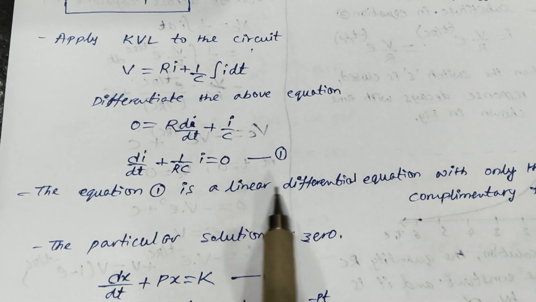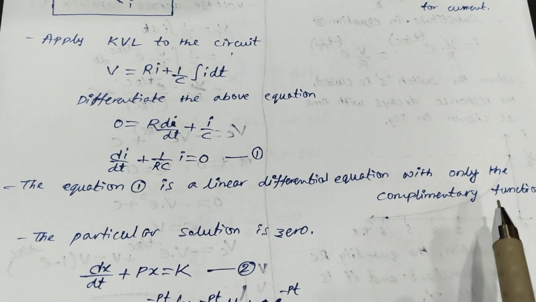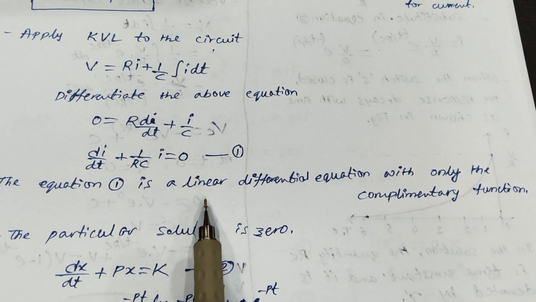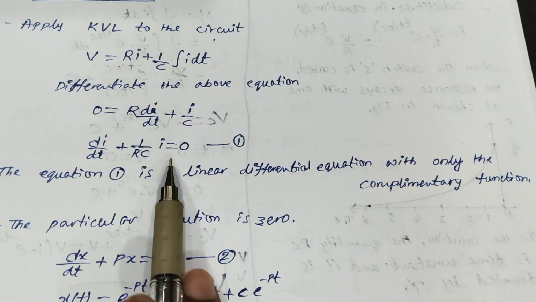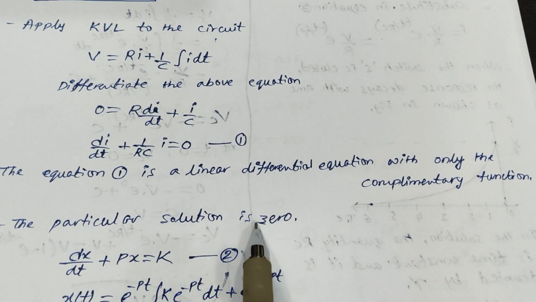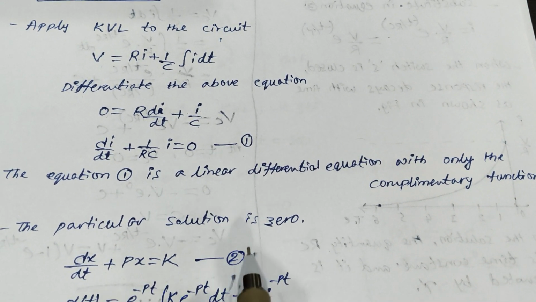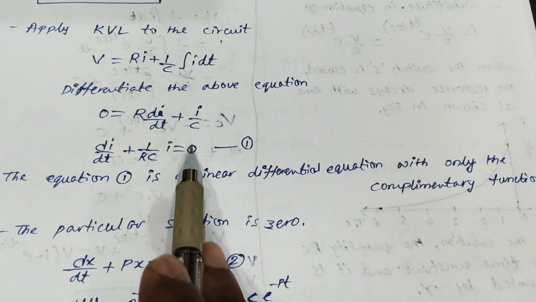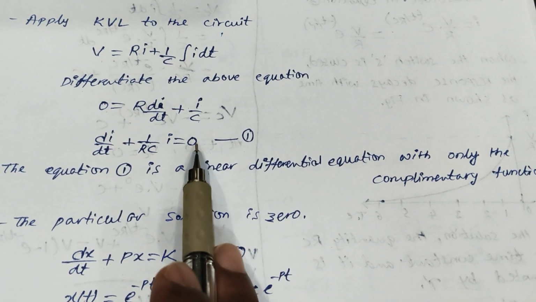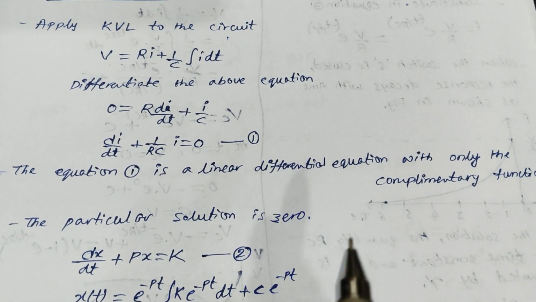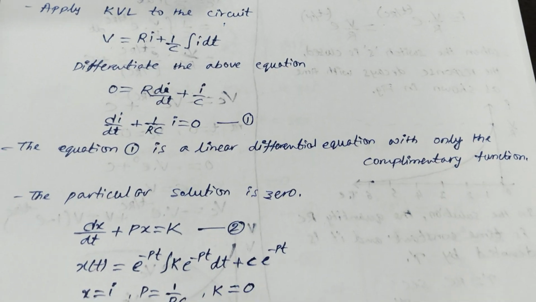Equation 1 is a linear differential equation with only the complementary solution or complementary function, because the particular solution is 0. Like in the series RL circuit we have seen, we got this k term also, but here the k term is missing, so that's why we'll get only the complementary function in the solution.